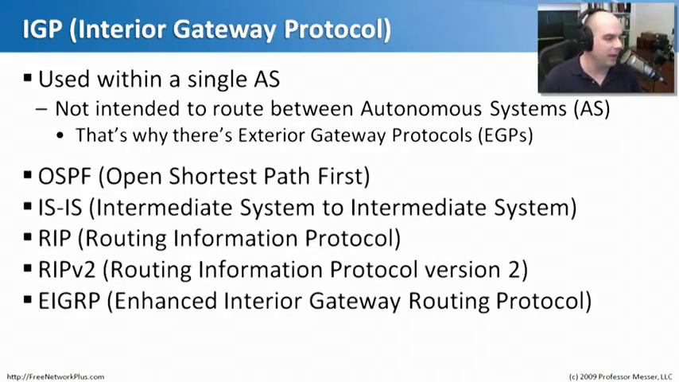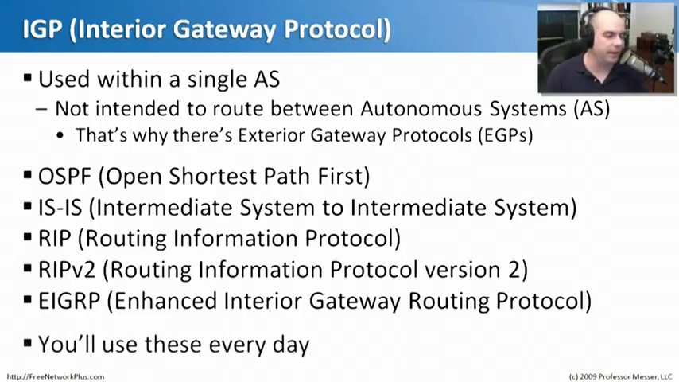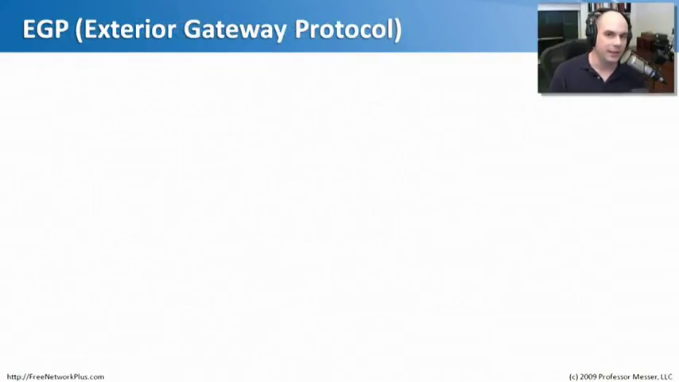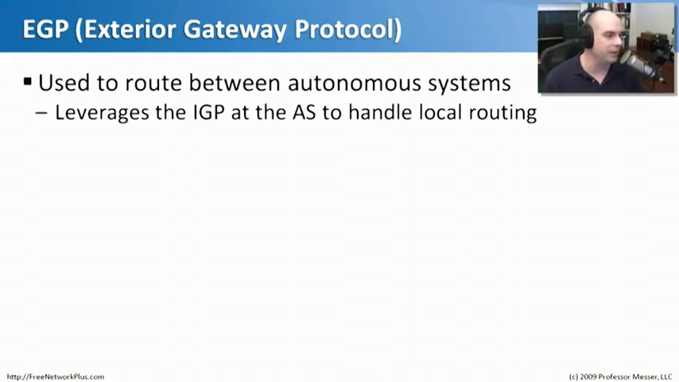For interior gateway protocols, we've already talked about these in a previous module, but OSPF, IS-IS, RIP, RIP version 2, and EIGRP are some very good examples of protocols that you would use inside of your organization to be able to route. These are protocols and types of protocols that you will use every day, because that's what you're using inside of your environment. Now, if there are interior gateway protocols, there are certainly exterior gateway protocols that we can look at.